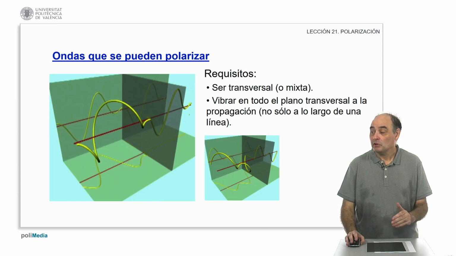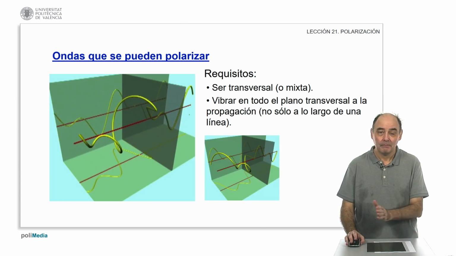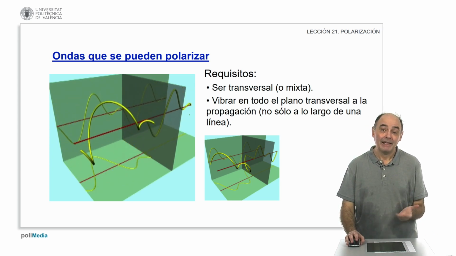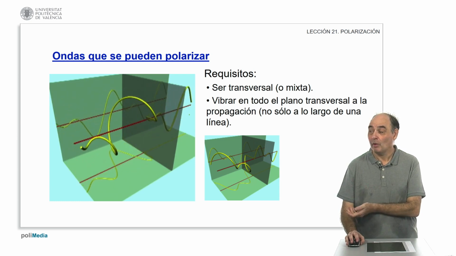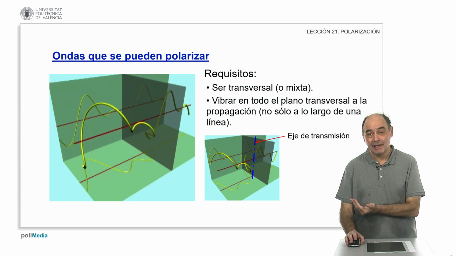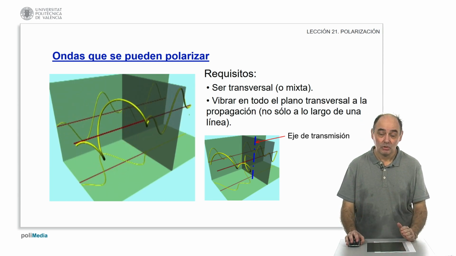As notation, we have said that the device that allows us to pass from a non-polarized wave to a polarized one is called a polarizer, and the line that it respects, the line that it allows to propagate, is known as the transmission axis. Along the axis of transmission, the wave is maintained. In the perpendicular, we eliminate it.